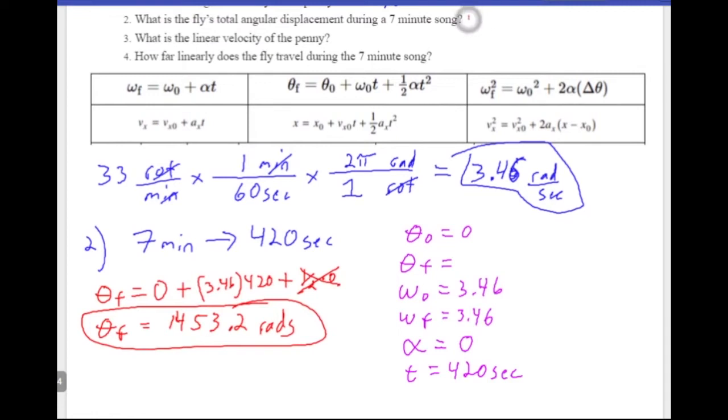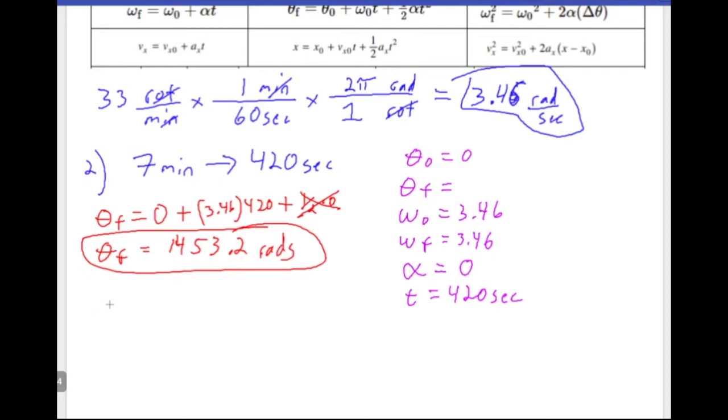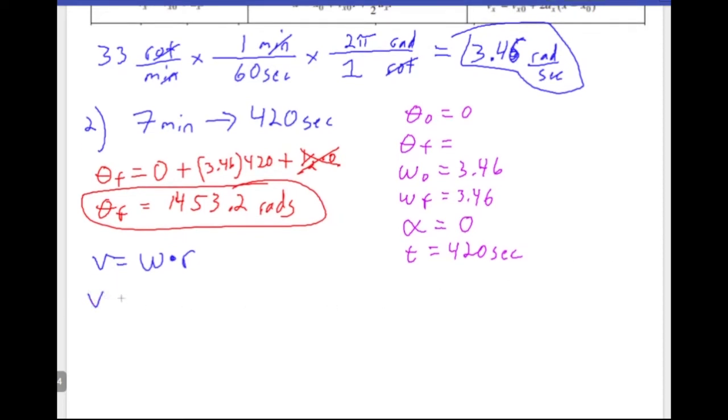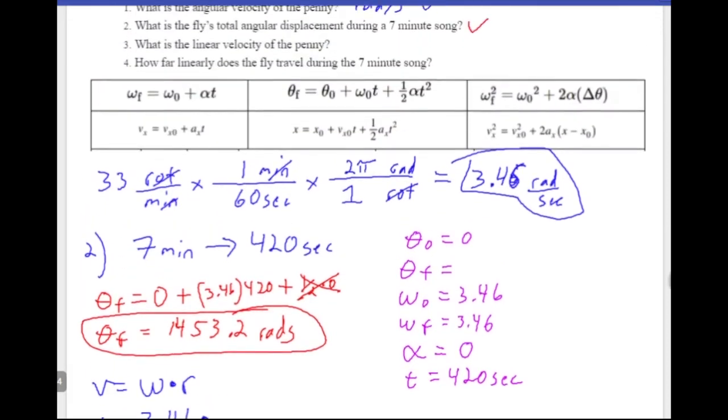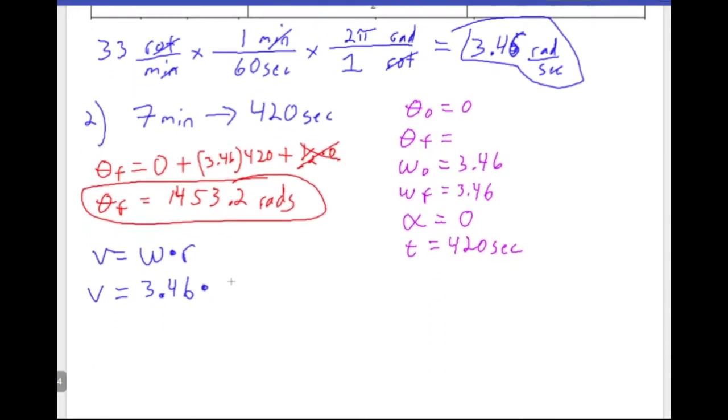Alright, now that I've figured out my angular displacement, I want to figure out what my linear velocity is. In order to figure out linear velocity, I need to recall that velocity is equal to the angular velocity times the radius. I know what the angular velocity is because I solved for that earlier. That's just 3.46, and the radius in this case, it tells me up above, is 0.05 meters because the radius is how far I am from that center. So 0.05. All I have to do is multiply these two together, and I end up with a linear velocity of 0.173 meters per second.